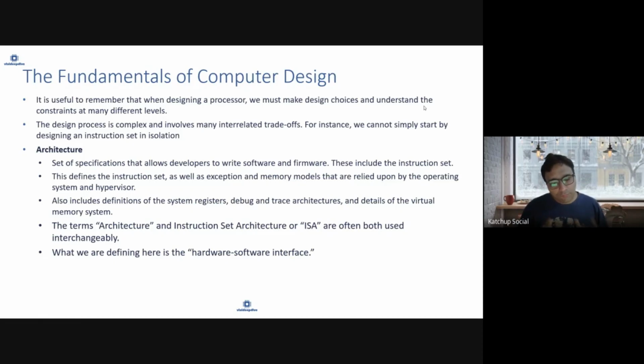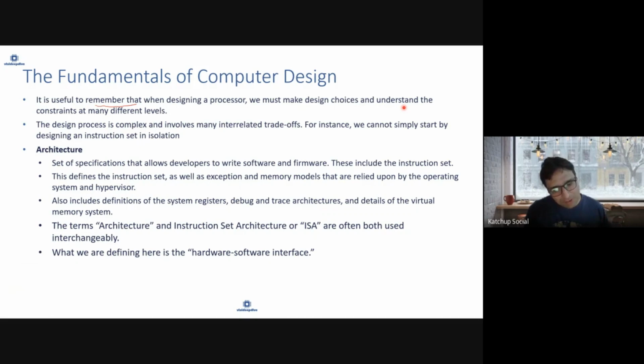Okay, so on the fundamentals of computer design, it's very useful to remember that when we're designing a processor, we must make design choices that understand the constraints at many different levels. There are various abstraction levels, like architecture and microarchitecture, and we must understand each of those levels at a reasonable level for a computer architect to make correct design choices. He should understand the constraints at many different levels.